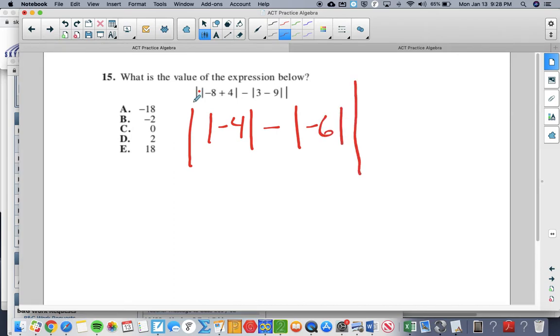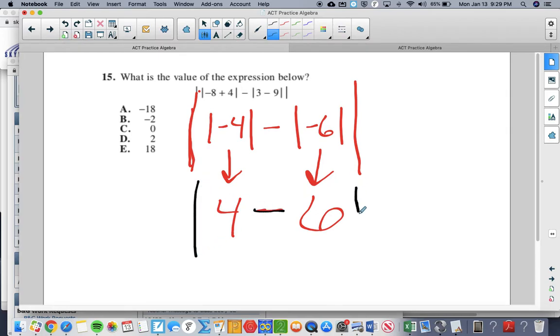Okay. Once you have done what's inside the bars and simplified it down to one number, inside this set of bars it's -4, then you take the absolute value of that, which means the distance to 0. So if you're sitting on a number line at -4, you're 4 steps from 0. Over here, the absolute value of -6 is 6. If you're sitting at -6, you are 6 steps from 0.